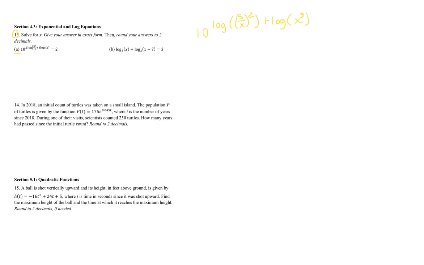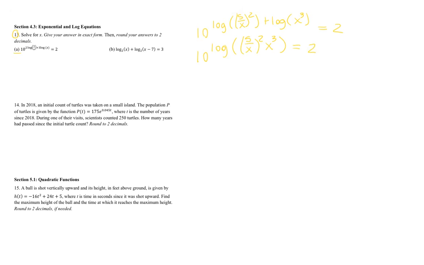Okay, and now that I have addition, all of this equals 2, of course. And now I have addition happening between my logs, so I can rewrite this as multiplication inside the argument of one logarithm. So this is the same as 10 to the power of log of 5 over x squared times x cubed. And this is going to be equal to 2. And then 10 to the power of log base 10, that's going to cancel each other out.